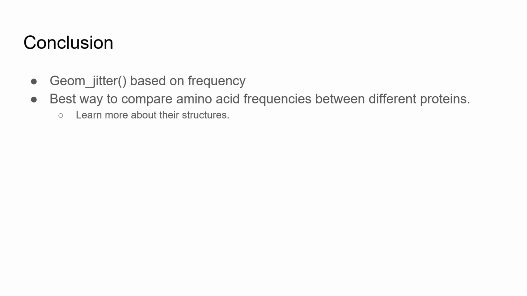In conclusion, the geom_jitter might be able to show the frequency in comparison of different proteins more easily and would be the best choice for this project.